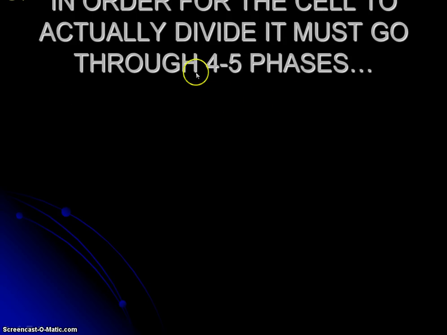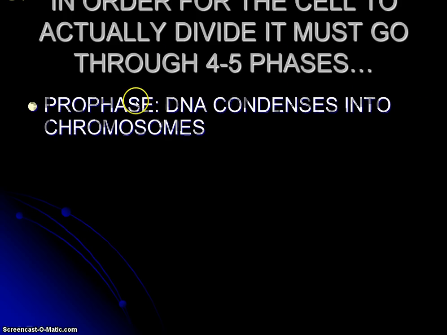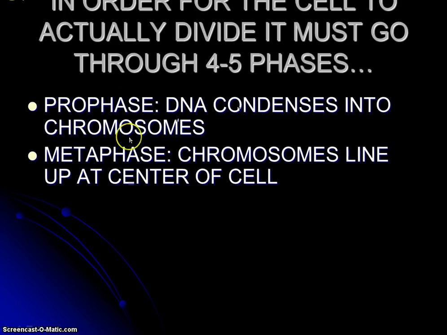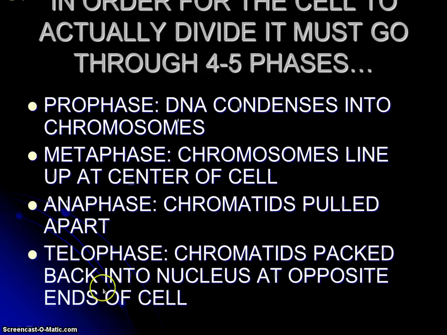So, in order for the cell to divide, how does it actually do it? It's really simple. It just takes practice being able to recognize them, which we'll do. We actually have to go through 4 to 5 phases here, we're going to see. Prophase, metaphase, anaphase, telophase. PMAT are the 4 main stages before it actually divides.